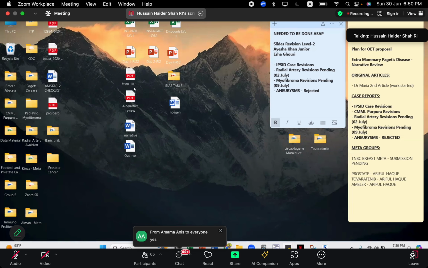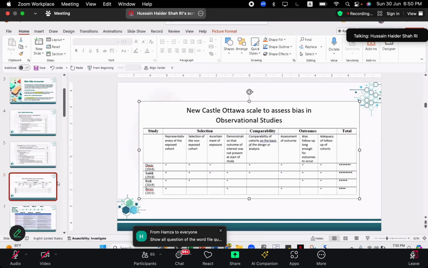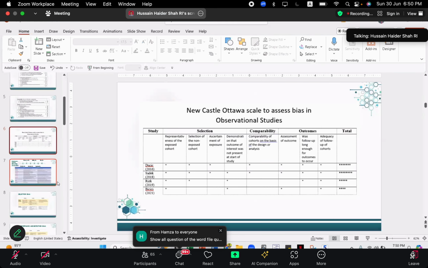Okay, brilliant. Now again, this was a difficult part, but I assure you that the ROB tool will be much easier.